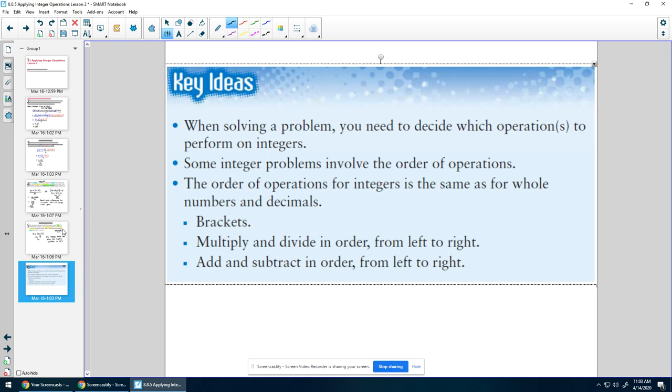8.5. Here are the key ideas. When solving a problem, you need to decide which operations to perform on integers. Some integer problems involve the order of operations. The order of operations for integers is the same as for whole numbers and decimals. Brackets, multiply and divide in order from left to right. Add and subtract in order from left to right.